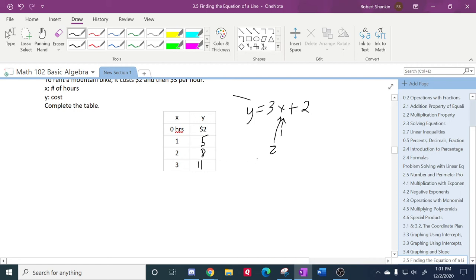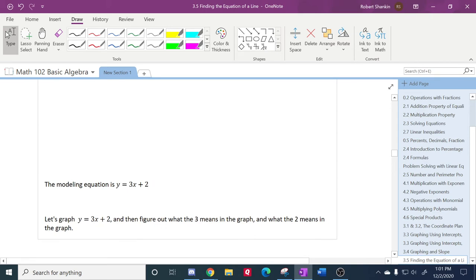Okay. So when you put 1, you get 5. When you put 2, you get 6 plus 2 is 8. It's just that how many times are you getting charged the $3? It depends on how many hours you did. So the number of hours multiplied by the cost per hour, plus the one-time $2 fee. So it makes sense that this is the modeling equation.